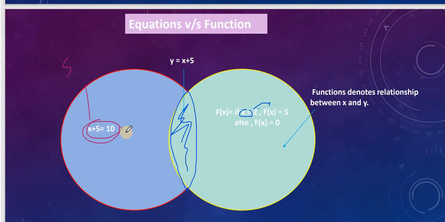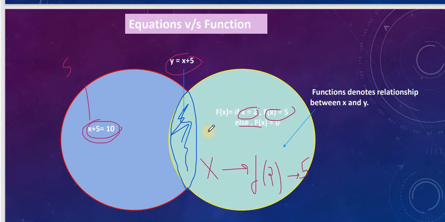In a function, it denotes the x and y relationship: as I increase or decrease x, what happens to y? But some, like y equals x plus 5, are included in both equations and functions. A function can also be defined in this way: if x equals 2, then f of x will be 5. So x is my input. If my x is 2, f of 2 is going to produce 5.